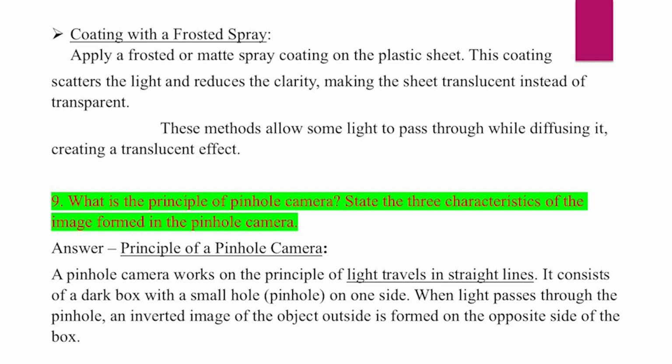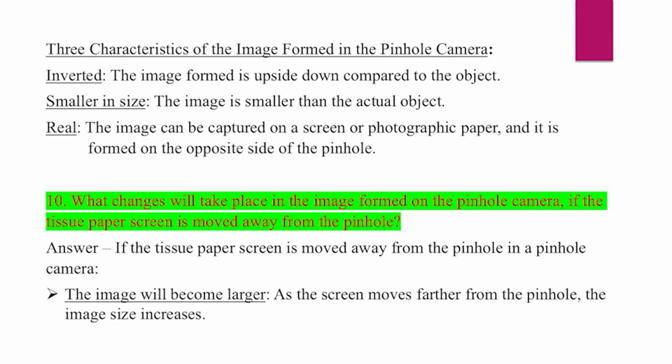9. What is the principle of pinhole camera? State the 3 characteristics of the image formed in the pinhole camera. Answer. Principle of a pinhole camera. A pinhole camera works on the principle that light travels in straight lines. It consists of a dark box with a small hole, pinhole, on one side. When light passes through the pinhole, an inverted image of the object outside is formed on the opposite side of the box.